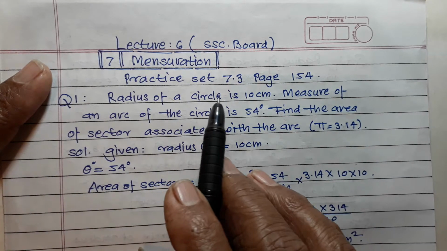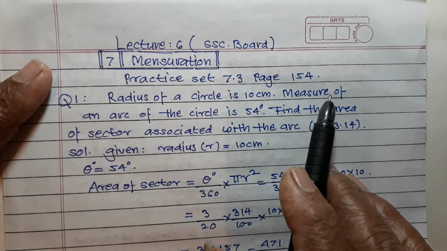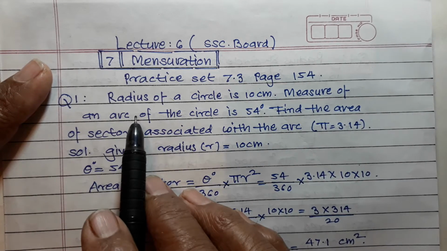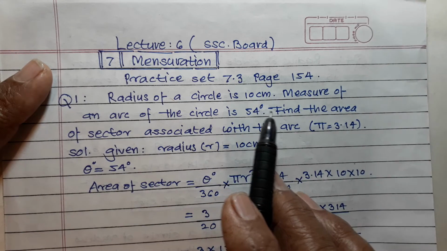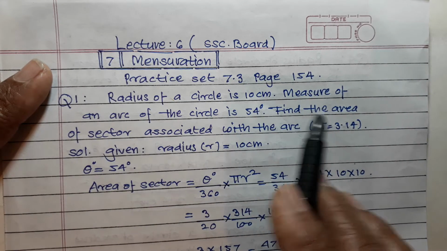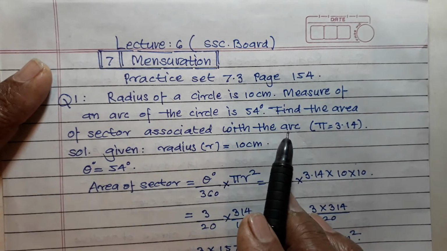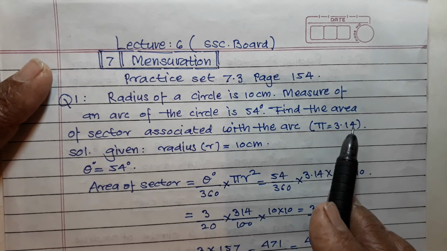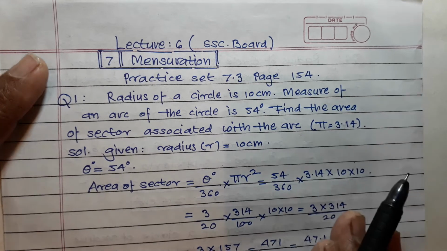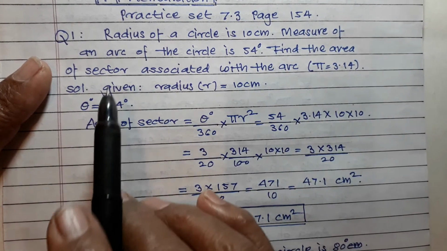Radius of a circle is 10 centimeter. Measure of an arc of the circle is 54 degree. Find the area of the sector associated with the arc. Pi is equal to 3.14. Okay, now try to understand the solution.